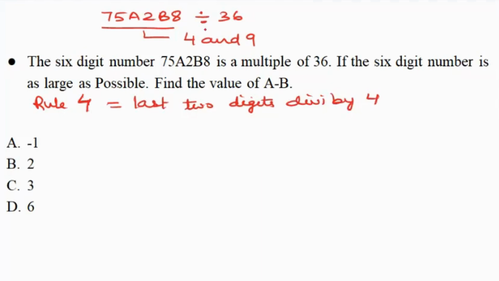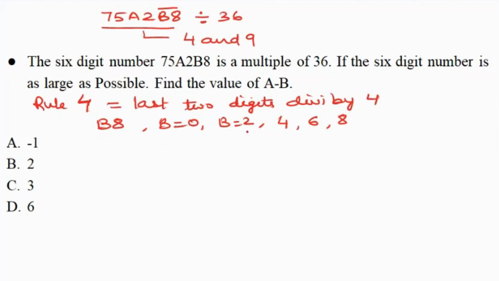Okay, so if we are going in the last 2 digits of this particular number, that is B8. So B8 should be divisible by 4. And when can B8 be divisible by 4? When the value of B, if we put 0, it becomes 08, correct? It becomes 08 and it is divisible by 4. When we put the value of B as 2, then it is divisible by 4. When we put the value of B as 4, then it is divisible by 4. When we put B as 6, then it is divisible by 4. And when we put B as 8, then also it is divisible by 4.